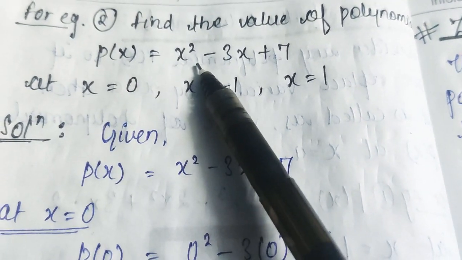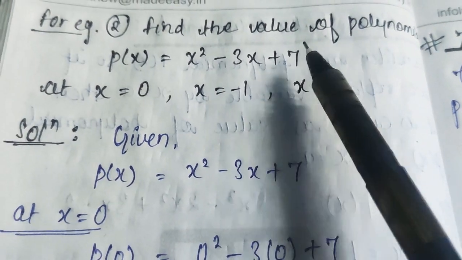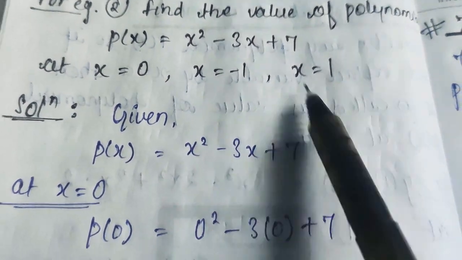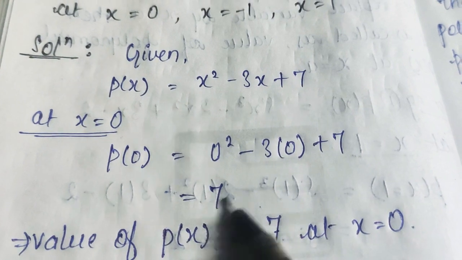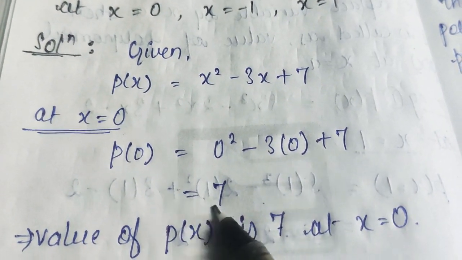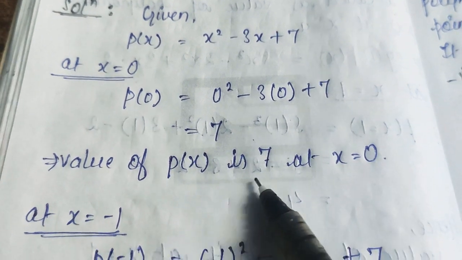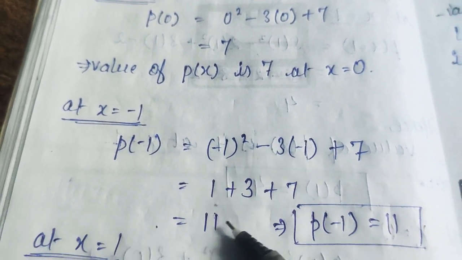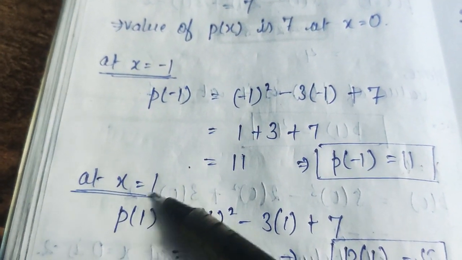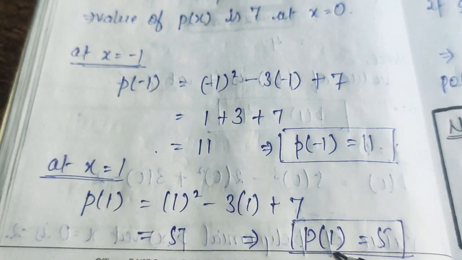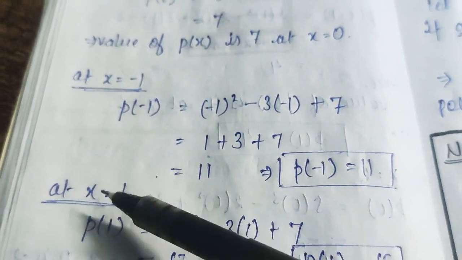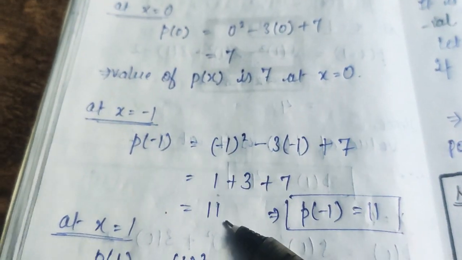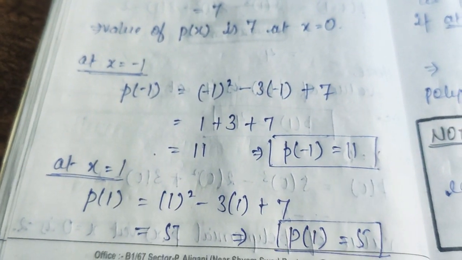You have p of x equals x square minus 3x plus 7, and we need to find the value of this polynomial at the points 0, minus 1 and 1. Here at x equals 0, while replacing x by 0, we get p of 0 equals 7. Similarly at x equals minus 1 the value is 11, and for x equals 1, the value of the polynomial is 5. So the values of the polynomial at x equals 0 is 7, at x equals minus 1 is 11, and at x equals 1 is 5.